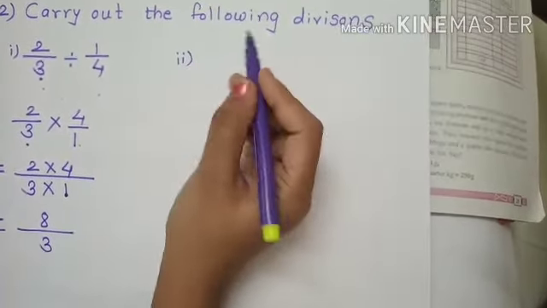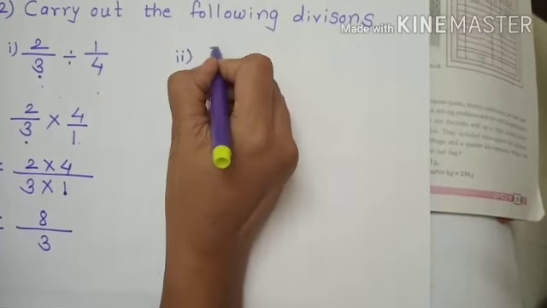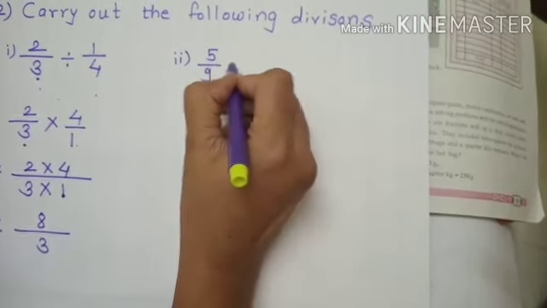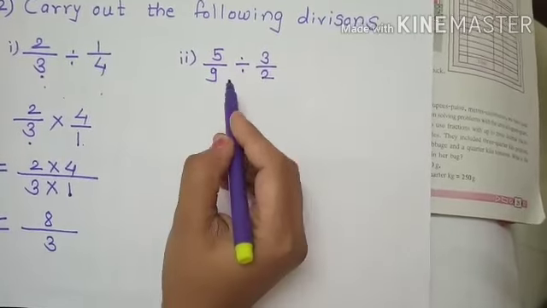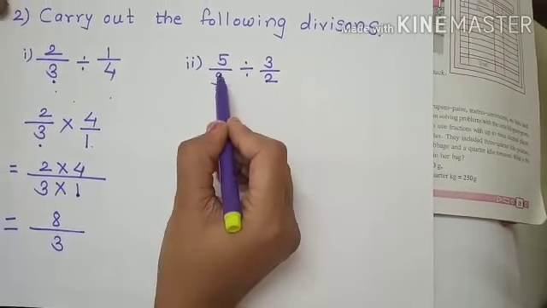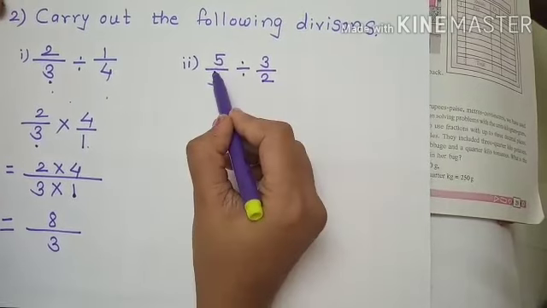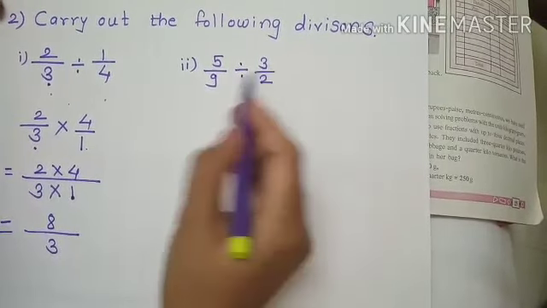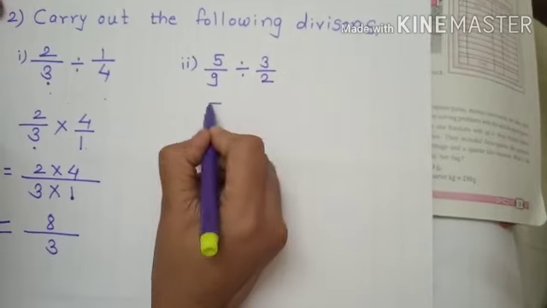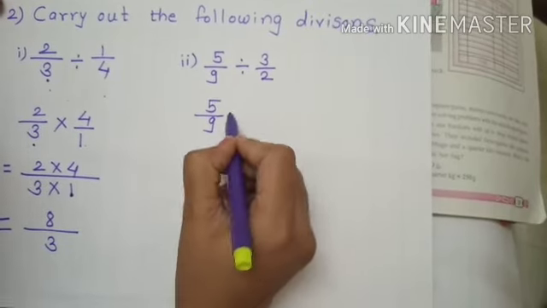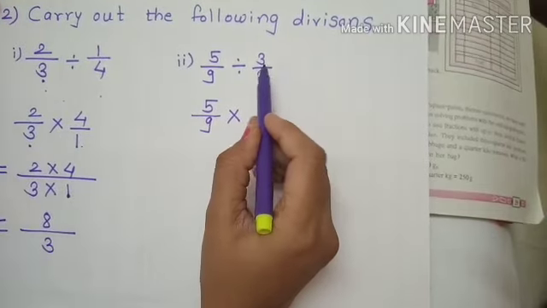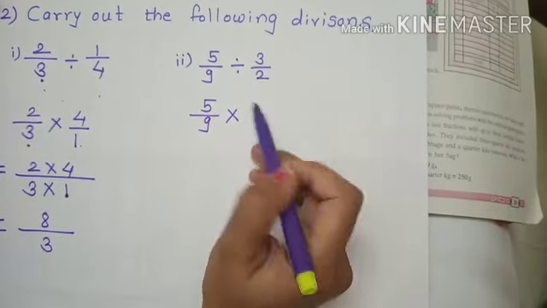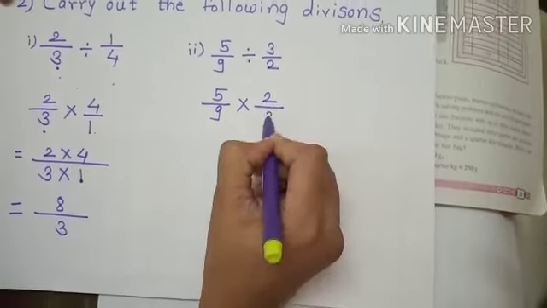Second example, 5 upon 9 divided by 3 upon 2. In this example also, we have to divide the first fraction by the second fraction. That is, in other words, multiplying the first fraction by the reciprocal of the second fraction. Reciprocal of 3 upon 2 is 2 upon 3.